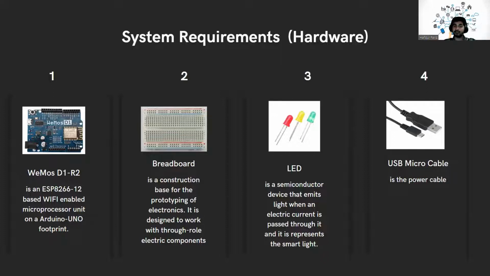The second one, breadboard. It is a construction base for prototyping of electronics. It is designed to work with through-hole electric components. The third one is LED. It is a semiconductor device that emits light when an electric current is passed through it, and it is represent the smart light.